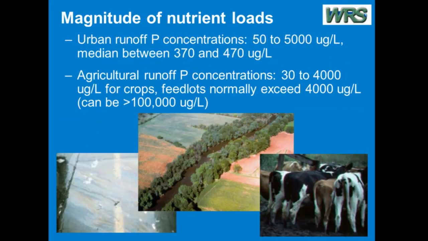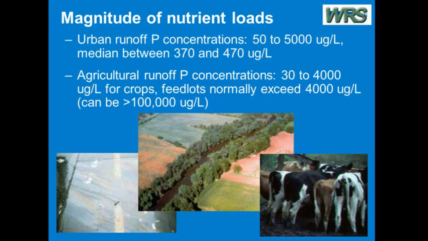When you throw in urban runoff, now you're talking much wider ranges with an average or median somewhere between 370 and 470 micrograms per liter. That's from a very, very large study done over the space of about 20 years. So it's pretty good data. The point is those are big numbers. If you have urban runoff, you have very fertile water. Agricultural runoff, same deal, similarly wide range.